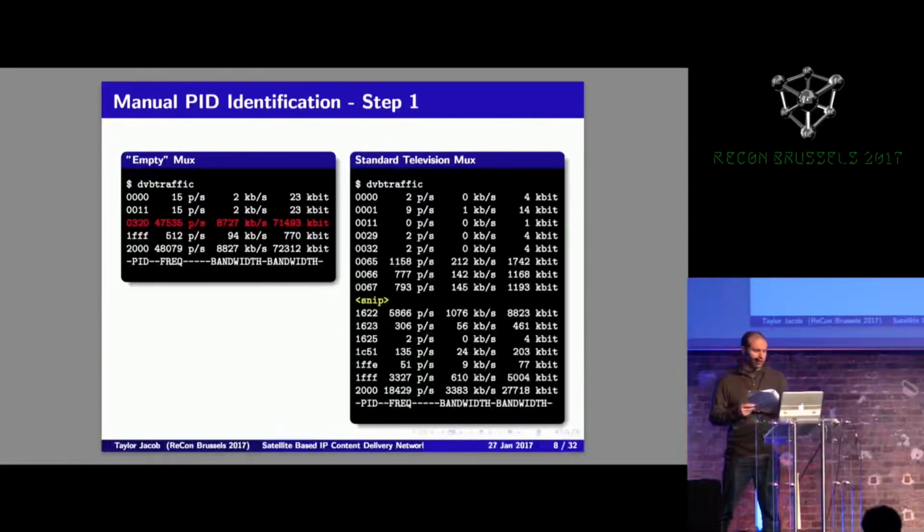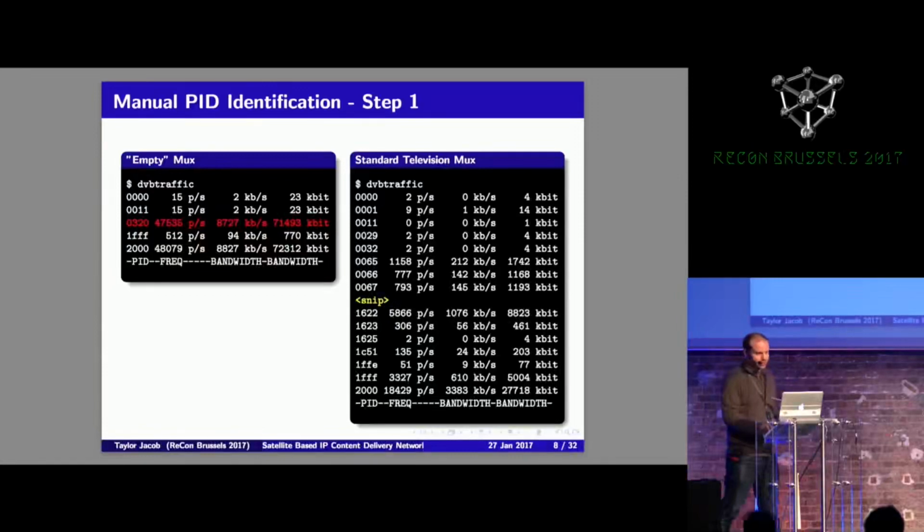The capture on the right is from a regular TV mux, and you can see there's a lot of different PIDs and various bit rates. And the one on the left here is what I'm calling an empty mux that has one PID that has, you can see, almost 72 megabit of data just sitting there.